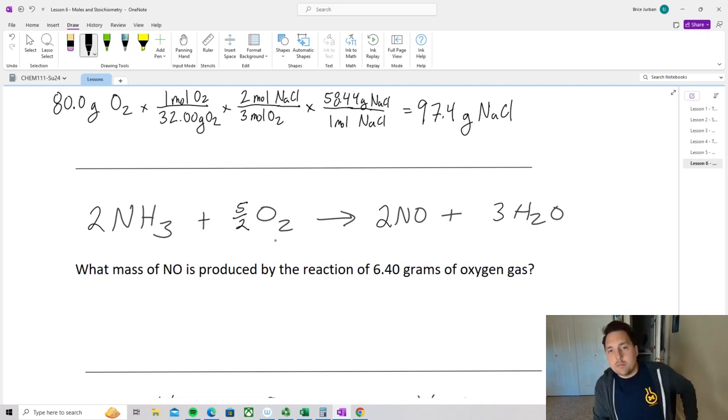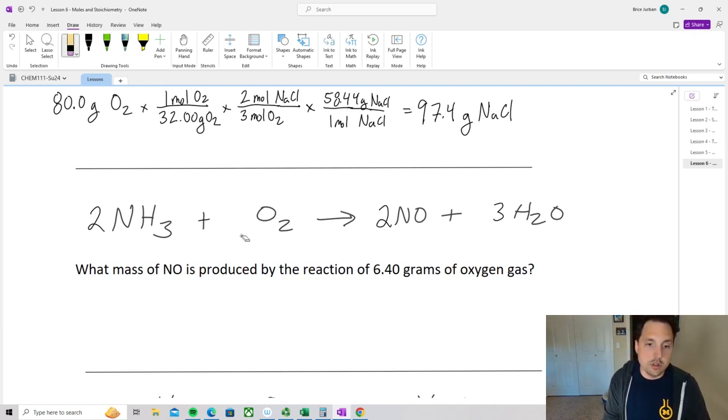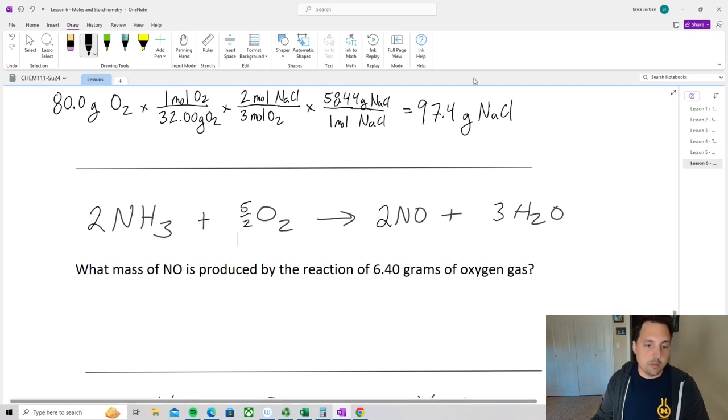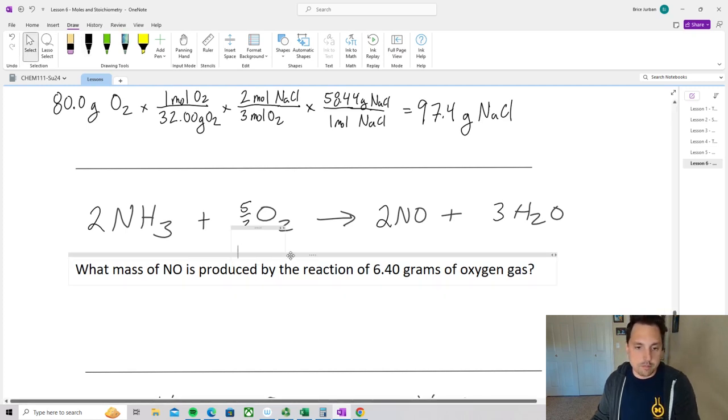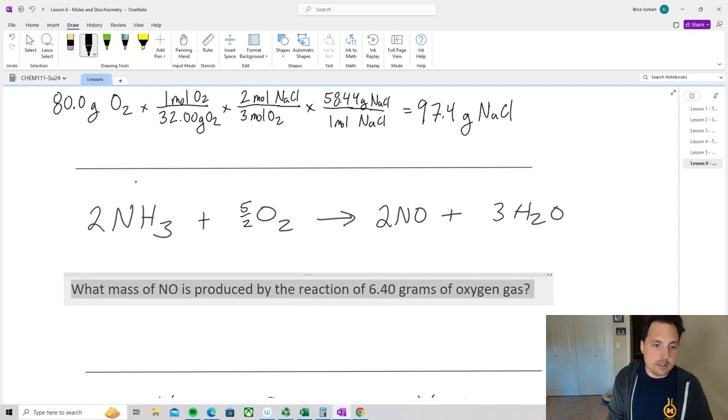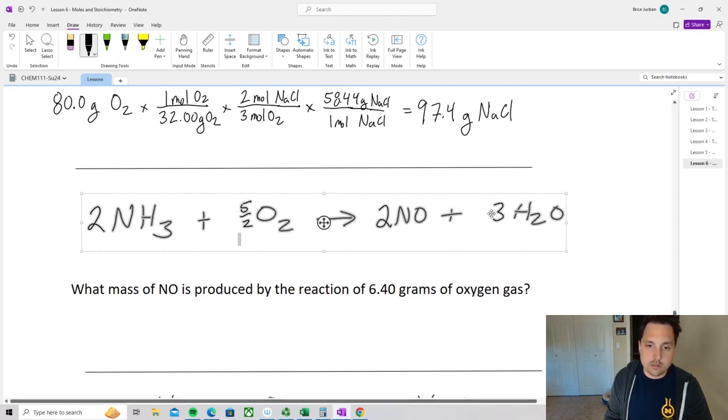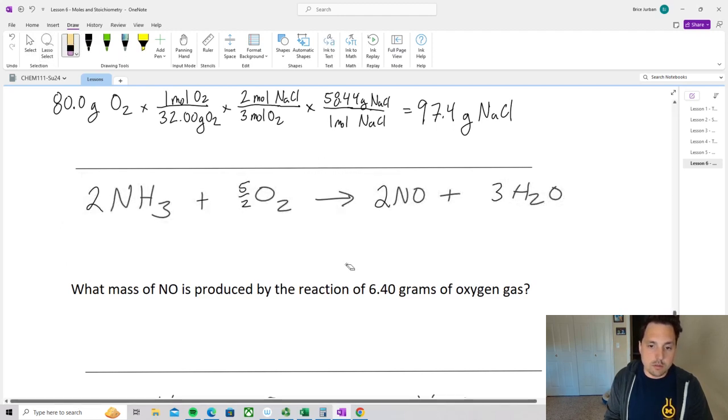Now here, we can leave the problem as a fraction. That's not going to be an issue. 5 halves is the same as 2.5. We can do this problem with 2.5 as a way to do this, but I'm going to go through and I'm going to multiply everything through by 2, just because it does create some issues otherwise. So let's fix that.